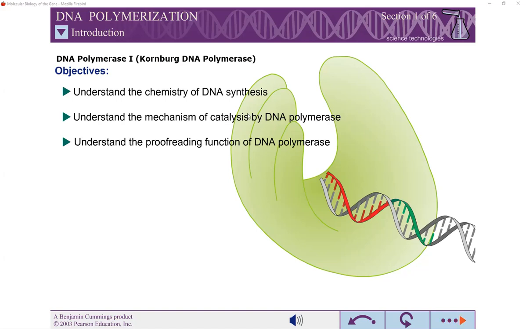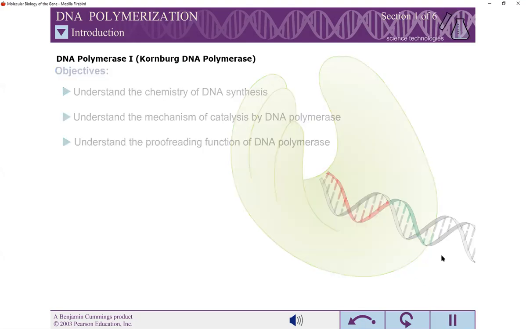Understand the mechanism of catalysis by DNA polymerase: how the catalysis is performed by the DNA polymerase, how DNA polymerase catalyzes the reactions. Understand the proofreading function of the DNA polymerase: how DNA polymerase proofreads the DNA molecule, and in what manner the proofreading of the DNA is going to take place. So let us have a view.